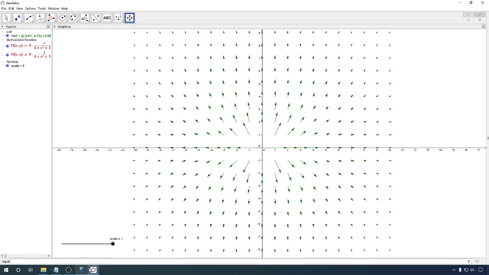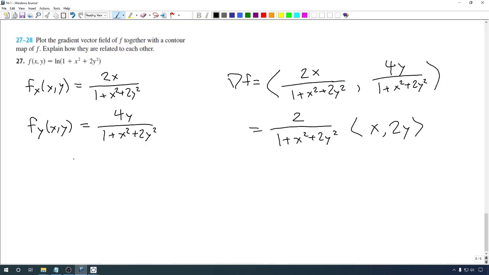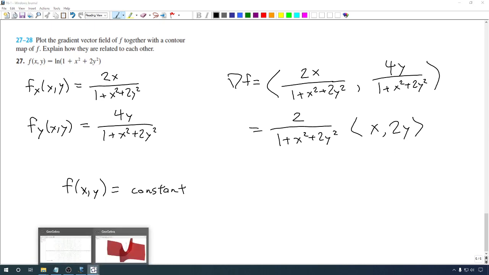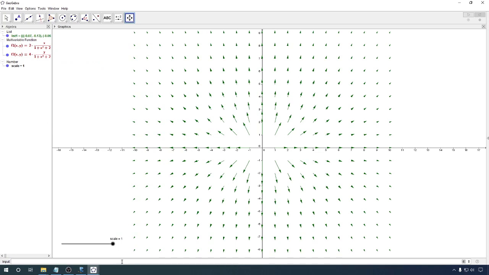Now, they did want us to plot contour lines. Basically, what they're saying is we want the level curves. We're asking what happens if we set f of xy equal to a constant, and we plot various curves of setting these equal to constants. So remember, our actual function here was ln of 1 plus x squared plus 2y squared. And we'll set this equal to various different numbers. So let's set it equal to 1 first.